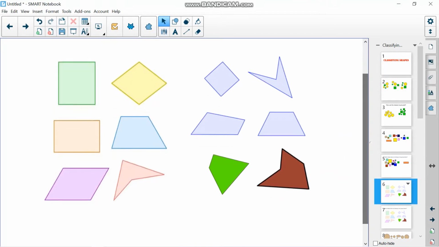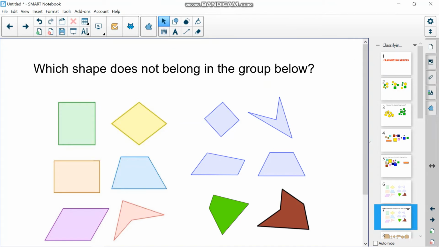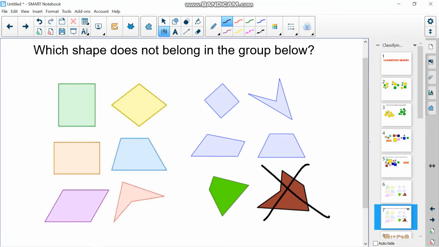Look at the shapes. Which shape does not belong in the group? Can you guess? The shape that does not belong in the group is this shape. Why? Because this shape has 5 sides and the rest of the shapes have 4 sides and we call them quadrilaterals. All of the shapes are quadrilaterals except this shape which we call irregular pentagon.